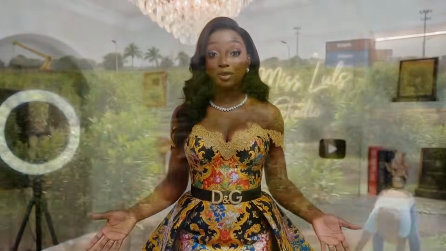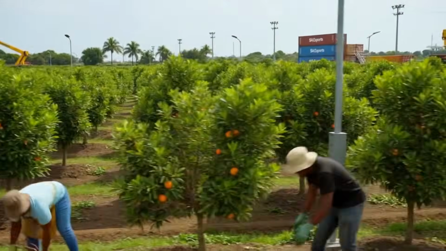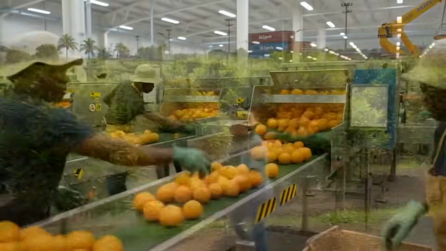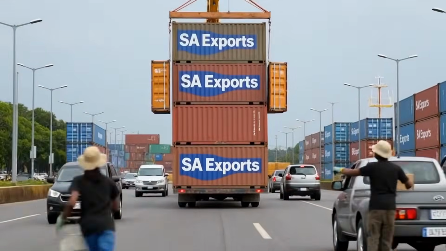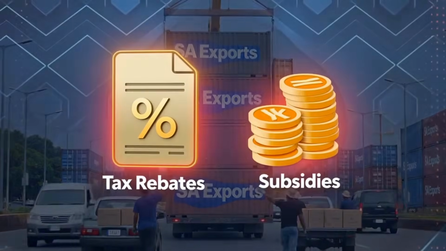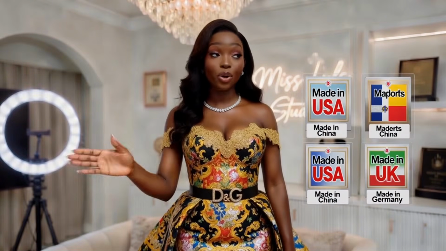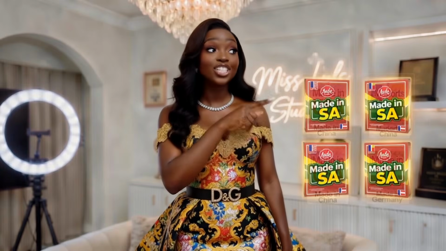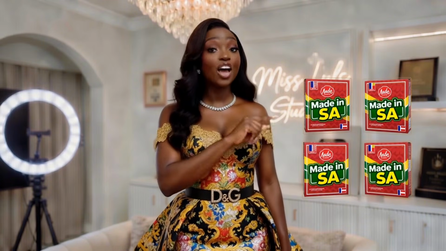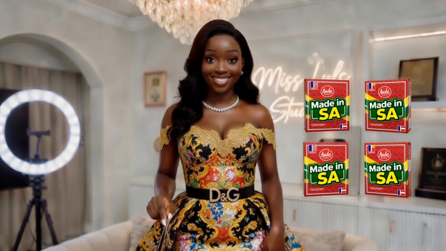South Africa promotes exports through incentives like tax rebates and subsidies for citrus farmers, helping them produce more and compete successfully in international markets. Import substitution happens when countries replace imported goods with locally produced alternatives to strengthen domestic industries and reduce reliance on foreign products.